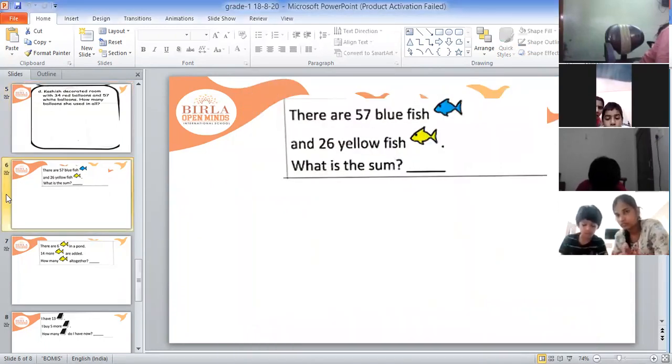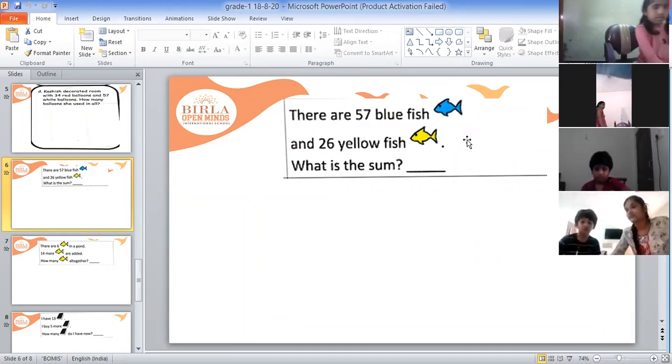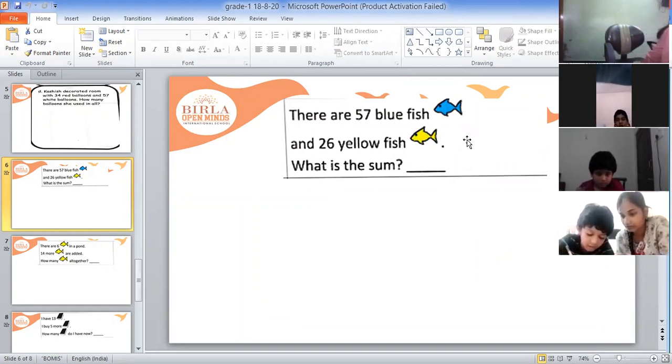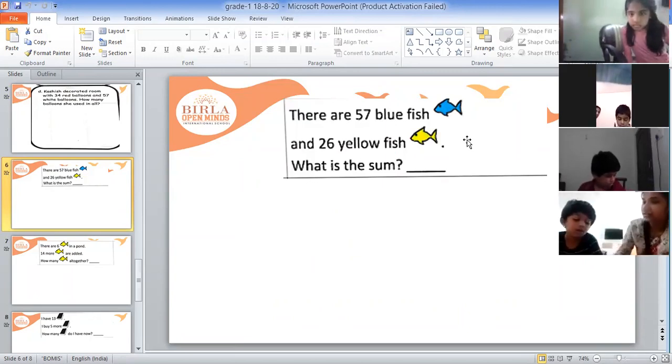You have to write this word problem in your math notebook. Come on, note down this question fast. There are 57 blue fish. No need to draw these fish. Write down this question. This is your first word problem. There are 57 blue fish and 26 yellow fish. And they have asked you what is the sum. Sum means total. So write this question fast in your math notebook.